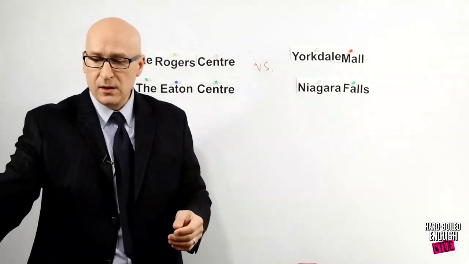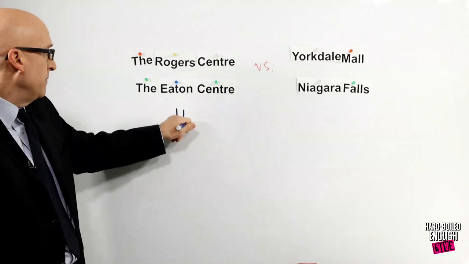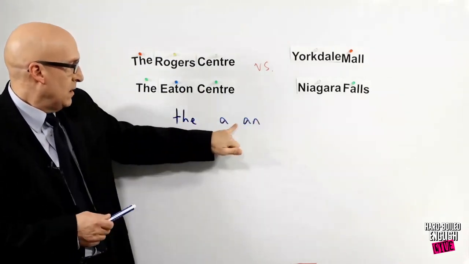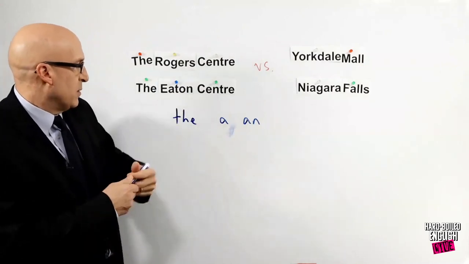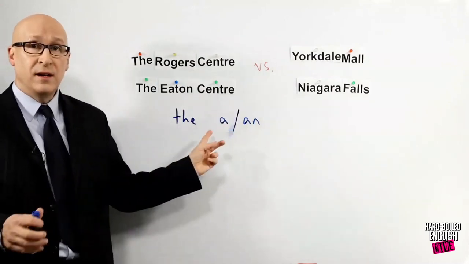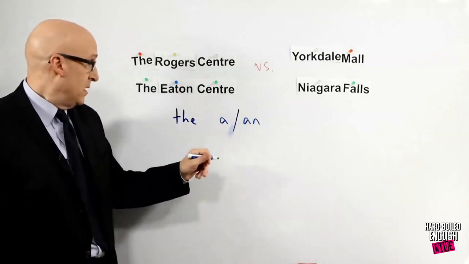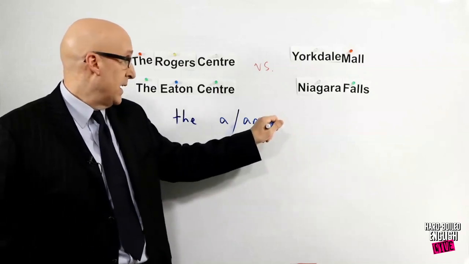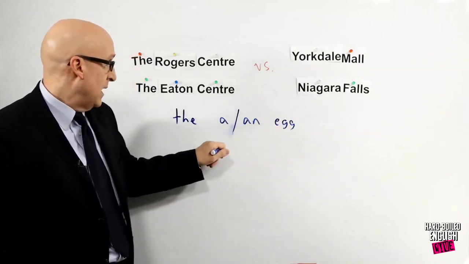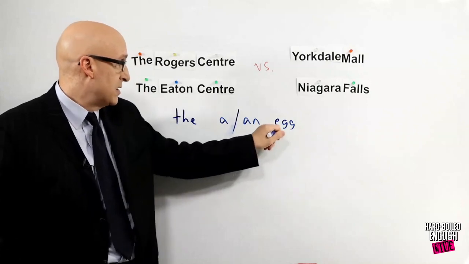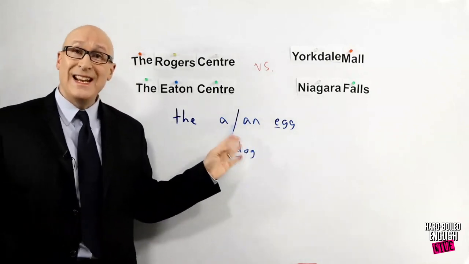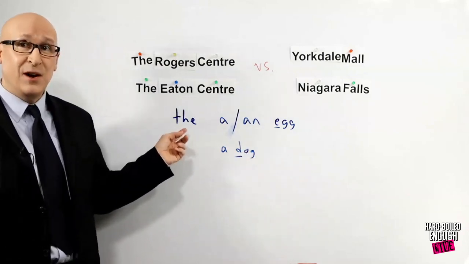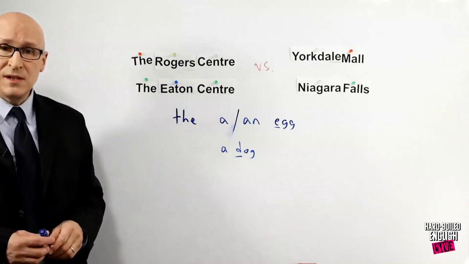First of all, what is an article? Well, it's either the or a or an, right? Well, these are pretty similar, so let's put a slash. And I think you've heard that we use a or an depending on whether this is a noun that has a vowel, like an egg, or a dog has a consonant, right? And these are called the indefinite articles. They're not specific. This is called the definite article because it represents something specific.